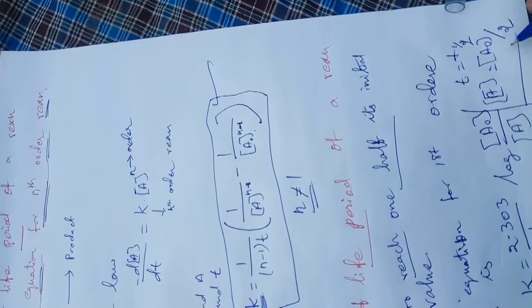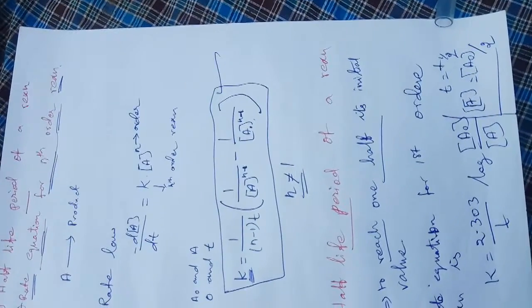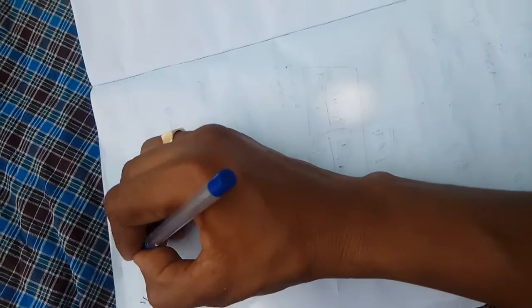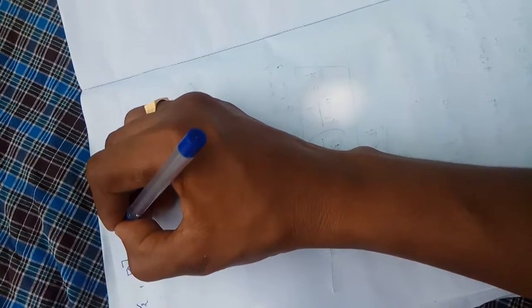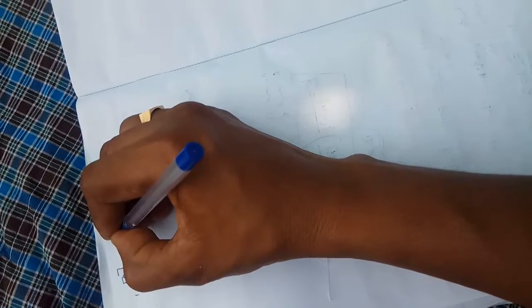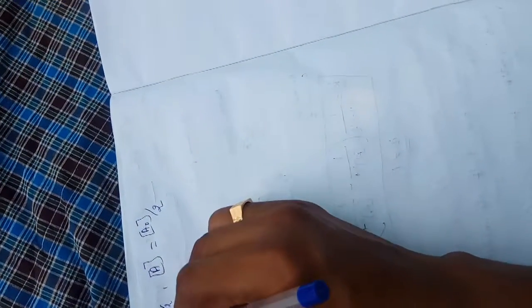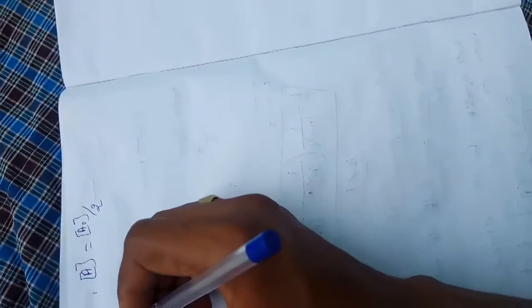Substitute the above values in the first order rate equation. So using the definition, the time T is T half, and similarly the concentration of the reactant equals one half of its initial value, so A naught by 2. These two values, T equal to T half and A equal to A naught by 2, are substituted in the first order rate equation.